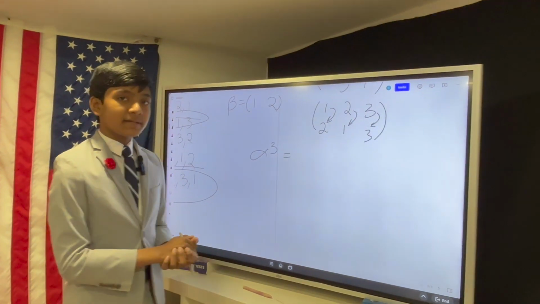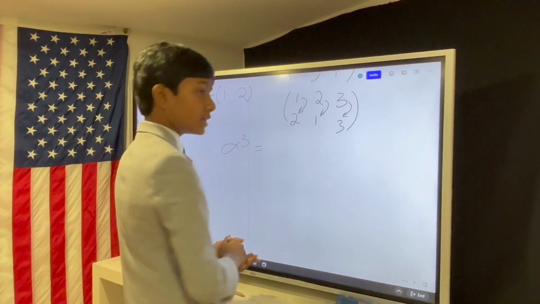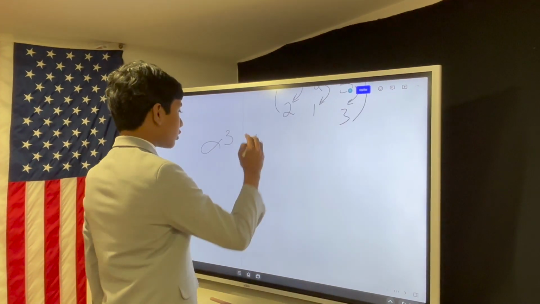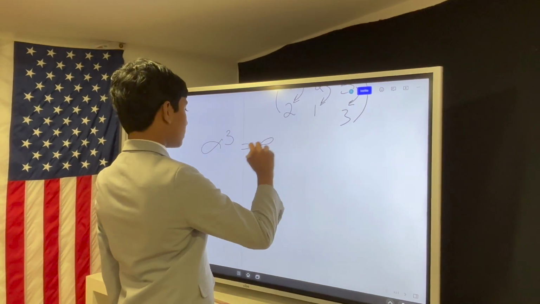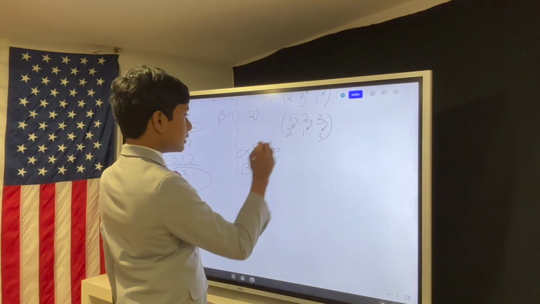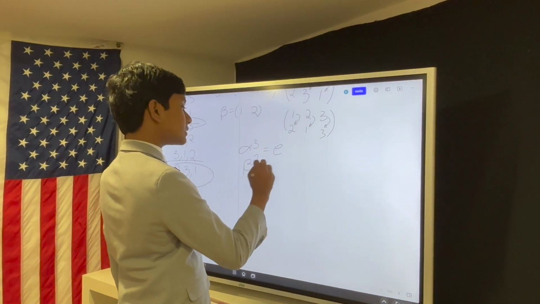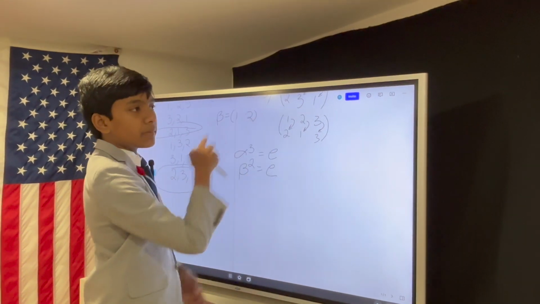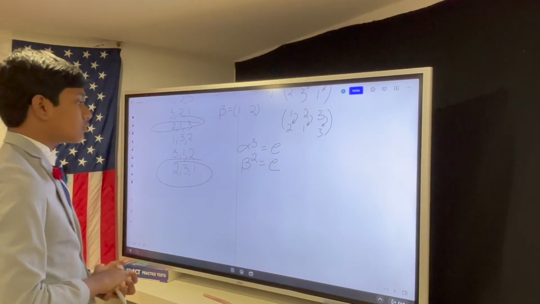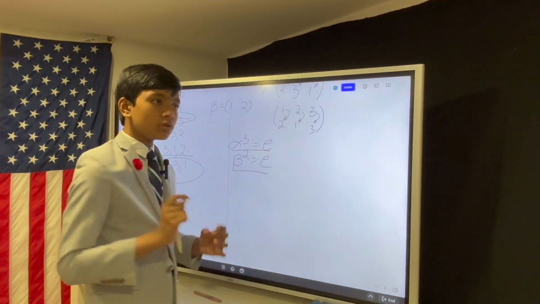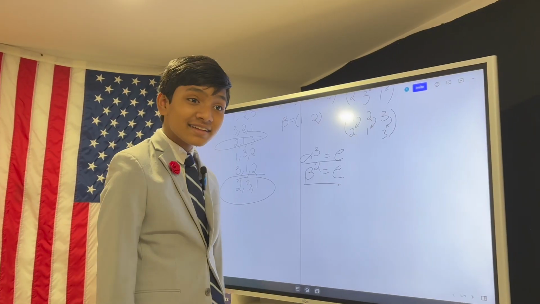this operation composed 3 times, this permutation composed 3 times is going to be the identity. And of course, in the same way, this composed twice is just going to be the identity. Since we swap 1 and 2, we swap them back, then it just gives us 1, 2, 3 again. So that's pretty simple to look at. But what are the other relationships?